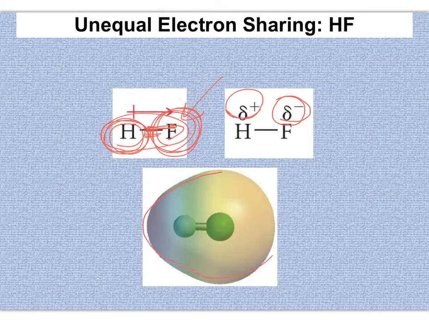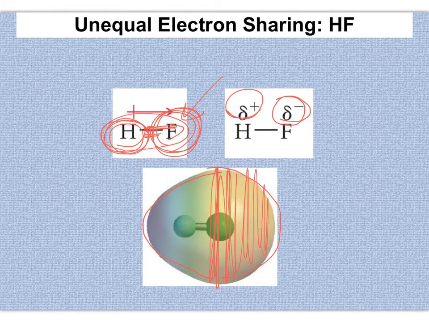Sometimes you'll see these diagrams, which really have nothing to do with the size of the atoms. It's really a map of electron density, and so the larger the area, the higher the electron density. But we're not going to work a lot with those. I just wanted you to see them.